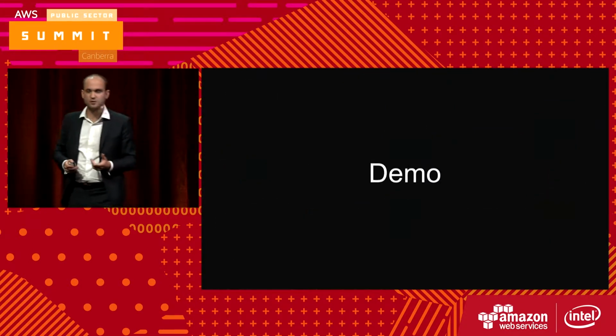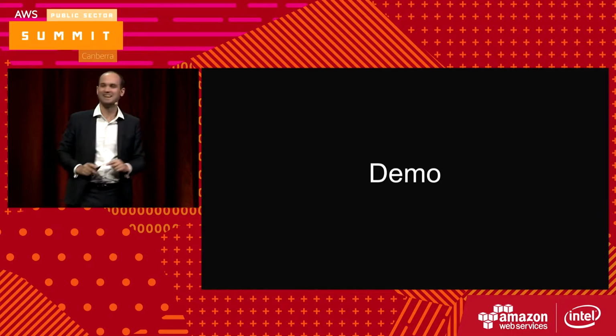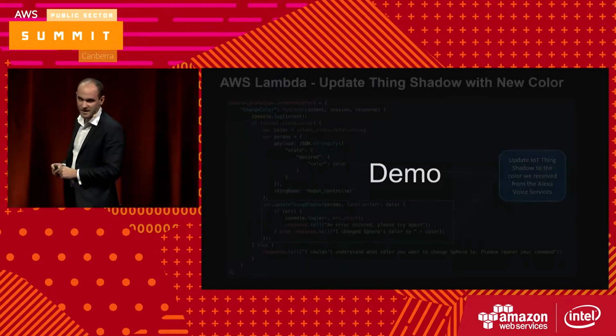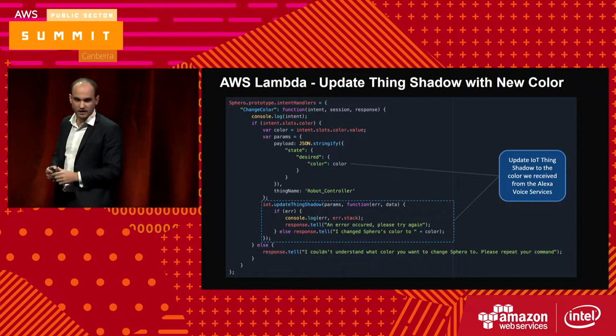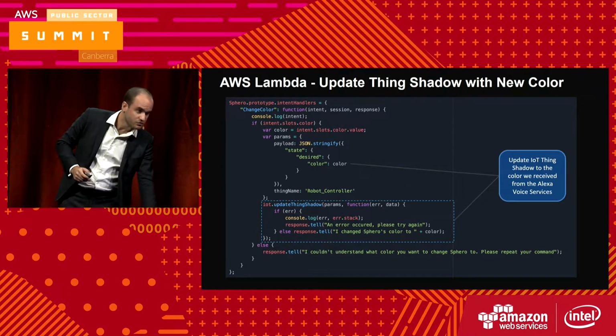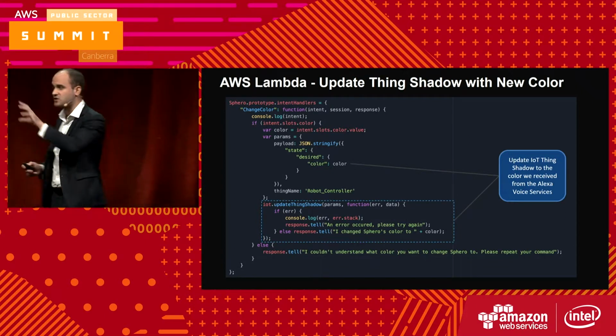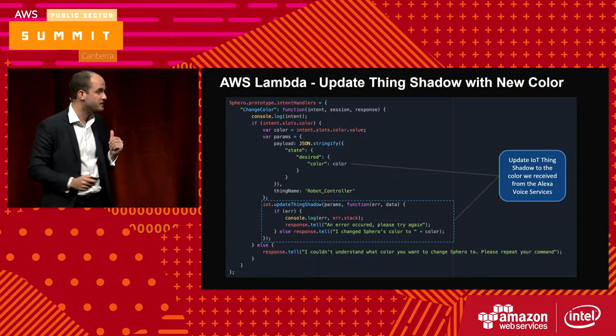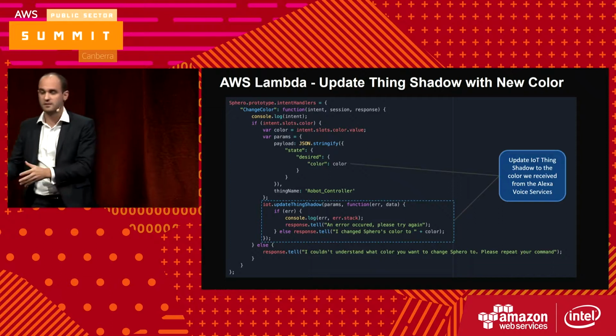So what else can we do? Oh, yeah, that was actually the demo. There you go, we did the demo. What else can we do now? Well, we understood how that thing shadow works. That thing shadow allows us to actually change its color, and we can actually update that using this piece of code via our AWS Lambda function.